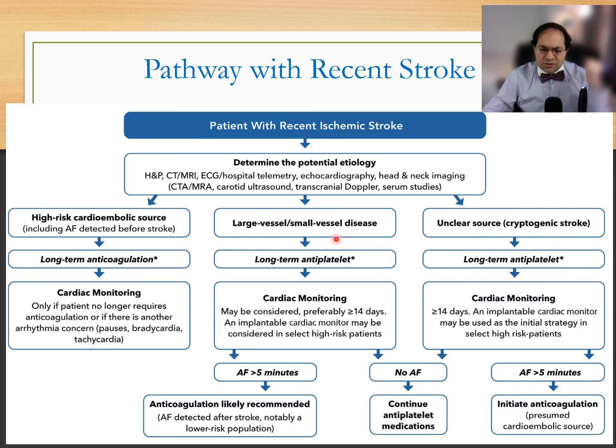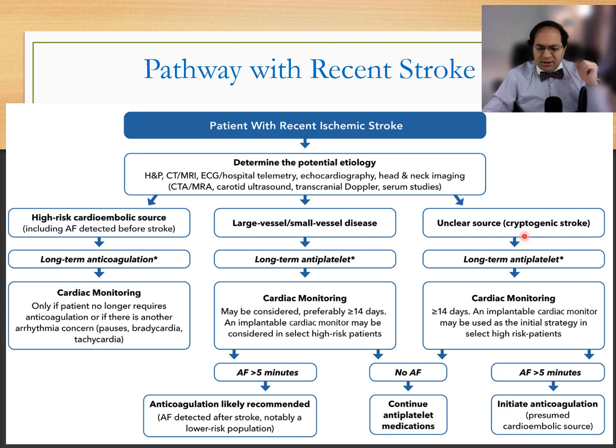Now, there are 2 categories. You might still find large vessel or small vessel disease. You start them on a long-term antiplatelet, but it is also recommended to do cardiac monitoring for at least 14 days and see if the patient also has atrial fibrillation, because patients with large vessel or small vessel disease share the same kind of risk factors that atrial fibrillation has, and they might have atrial fibrillation as well, and atrial fibrillation might play a role. So if atrial fibrillation is seen and is more than 5 minutes, you can consider addition of anticoagulation to the antiplatelet regimen.